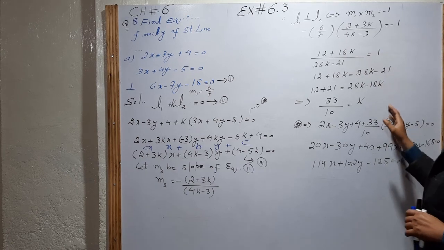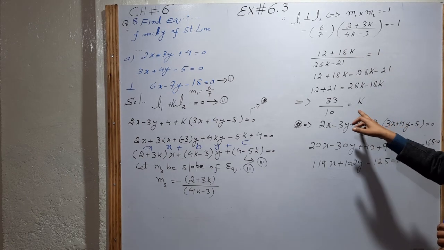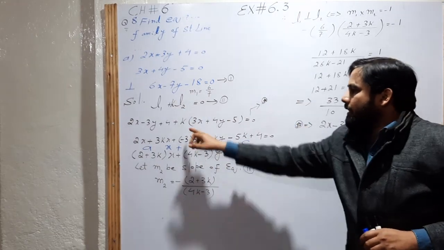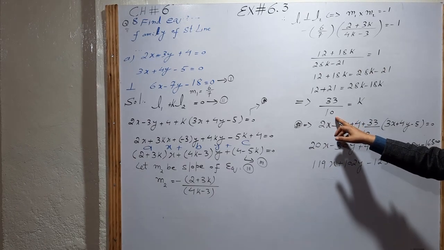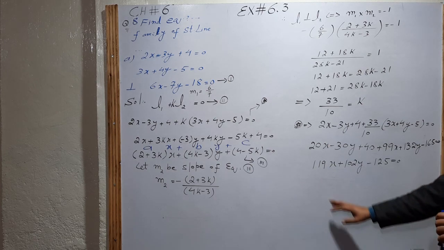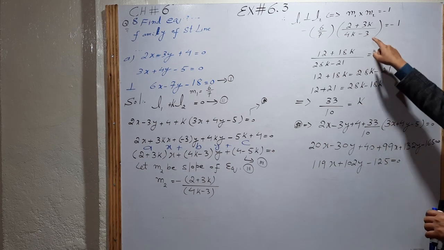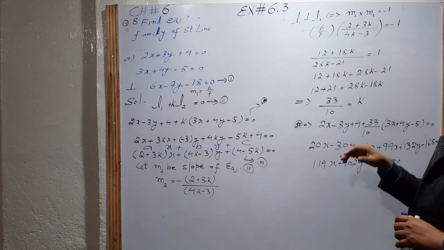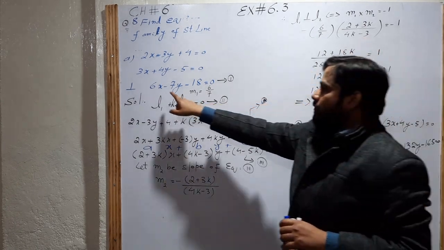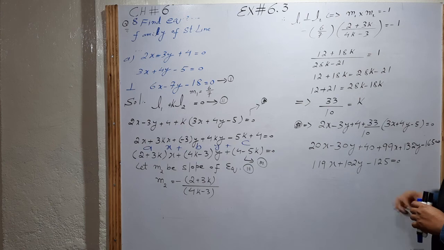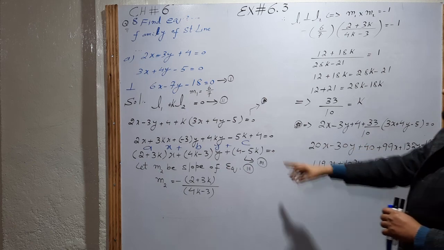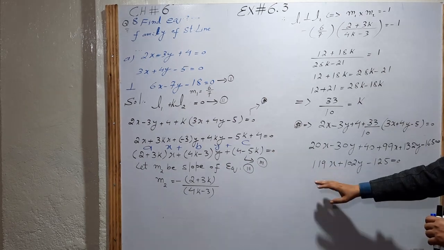After simplification, solving for k, equation star implies that k is 33 divided by 10. After simplification we have the family of intersection line equation. Why are we using this result? Because the line we have to find is perpendicular to this one, and if two lines are perpendicular, then the product of their slopes is equal to minus 1. Putting the value of k in the star equation, we have the straight line equation.